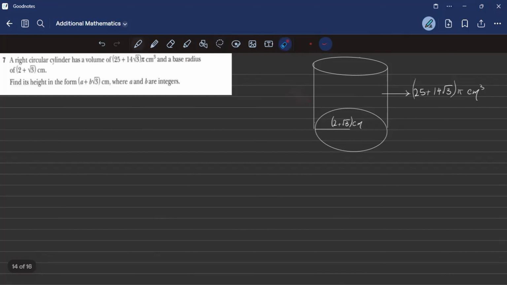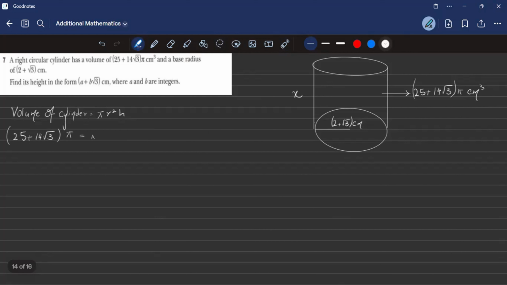We'll assume for now the height equals x. So what is the volume of a cylinder? Volume of cylinder is equals to pi r squared h. So right now we know all of these values and we have assumed them all. So just input those values. What is the volume given in the question? 25 plus 14 under root 3. And we have a pi with that.